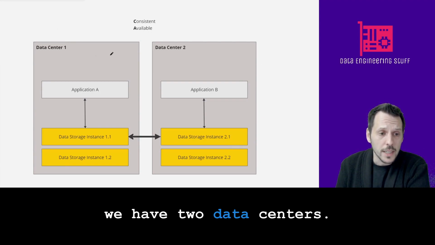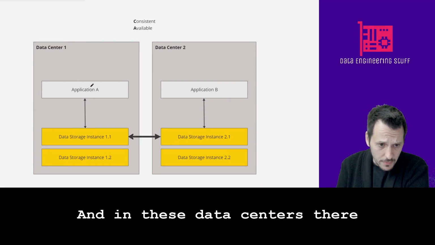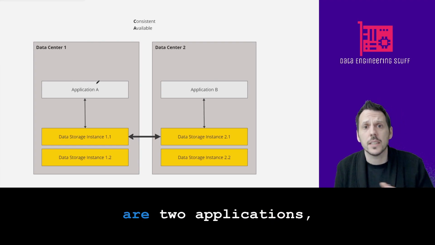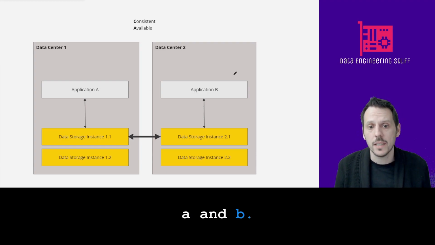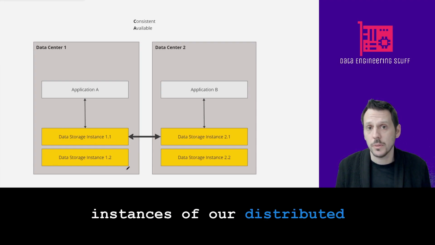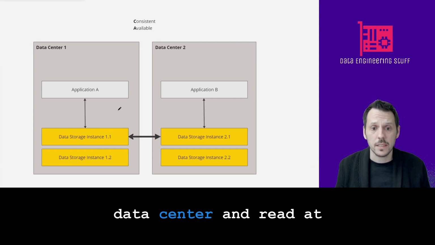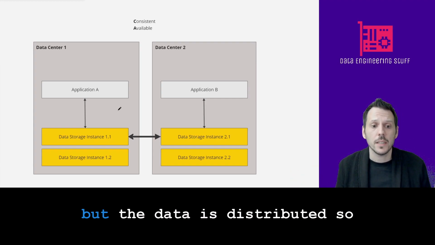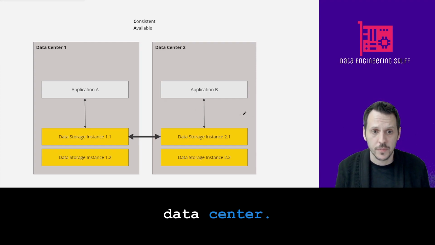We have two data centers. We will reuse this graphic down here for every case. And in these data centers, there are two applications, application A and B. They are locally in the data centers, and they have their instances of our distributed storage systems. Both applications write at their data center and read at their data center, but the data is distributed, so everything should be everywhere, or at least in every data center.